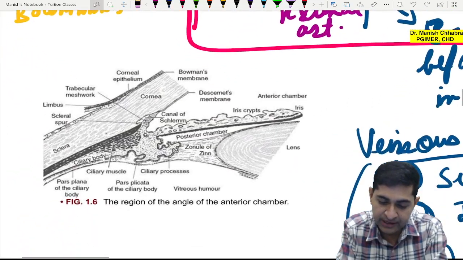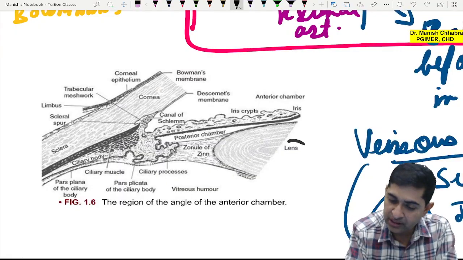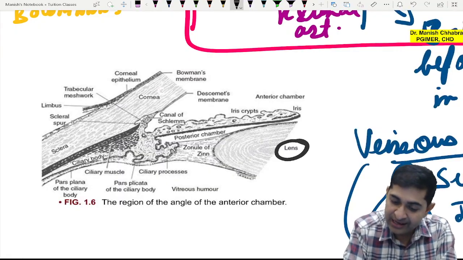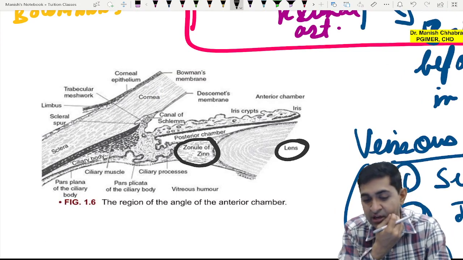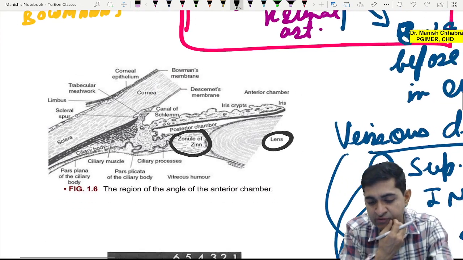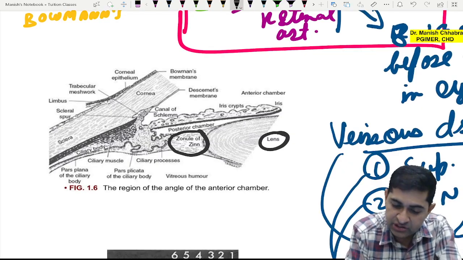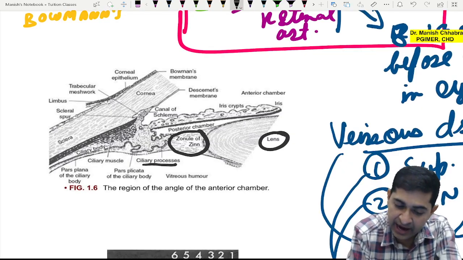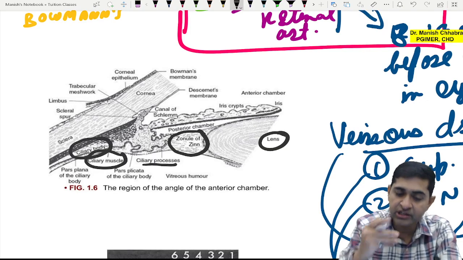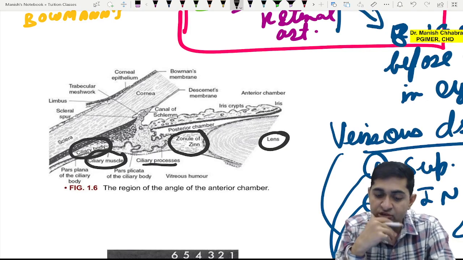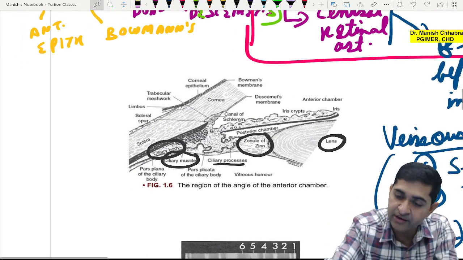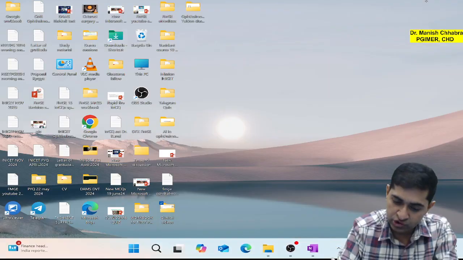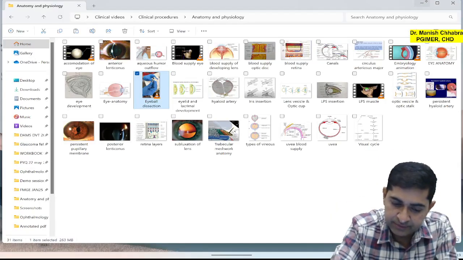Okay, all right. Now look, so this is your lens, isn't it? Lens is attached to the zonules of Zinn. What are these zonules of Zinn? Of course, there are ciliary processes, and there is one structure which is ciliary muscle, which is present in the ciliary body. So ciliary body has got ciliary muscles. So what is the relevance of ciliary muscle? Very, very important. I am going to show you a video here.